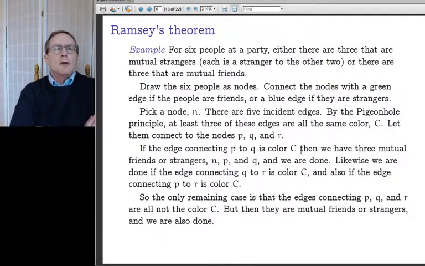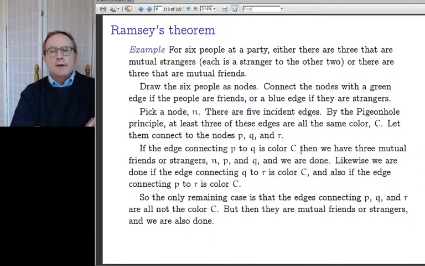So how does it go? Obviously it involves the pigeonhole principle because it's in this section. You imagine a graph. You draw the 6 people as nodes. You connect the nodes with a green edge if the people are friends, or a blue edge if they're strangers. Okay. So pick a node, doesn't matter, just pick a node.